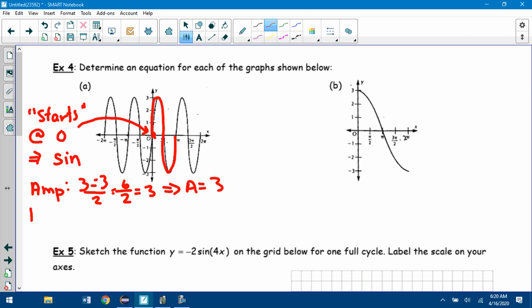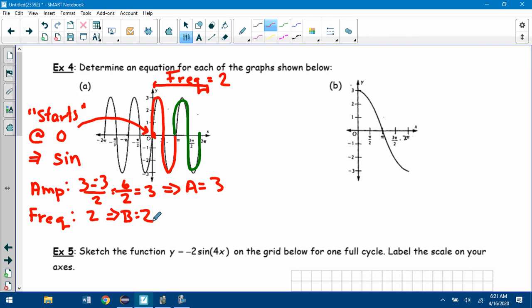For the frequency, also kind of two ways to do it. If you can see 0 to 2 pi, here's 0 to 2 pi. Frequency is number of cycles. So how many cycles happen between 0 and 2 pi? There's 2 of them. There's 1, there's 2. So the frequency is 2, which means B is 2.